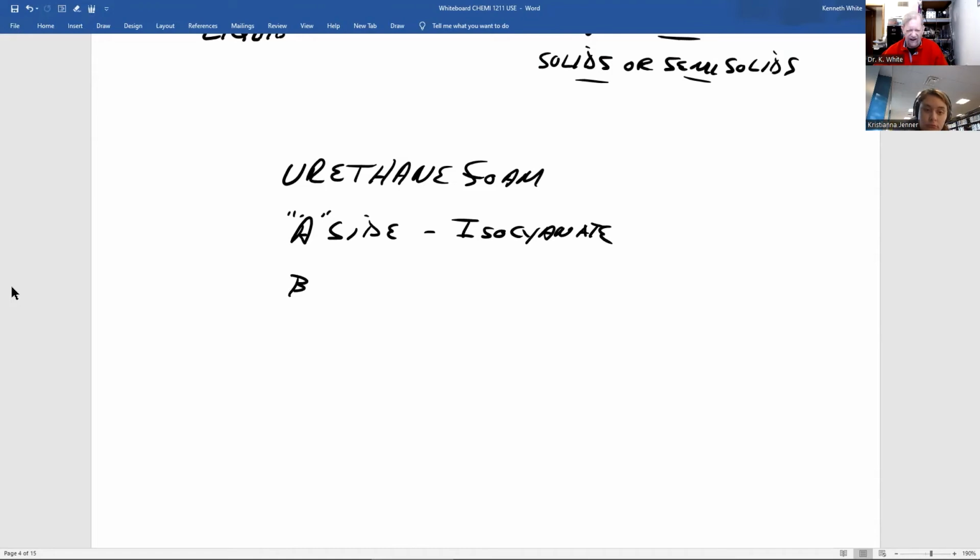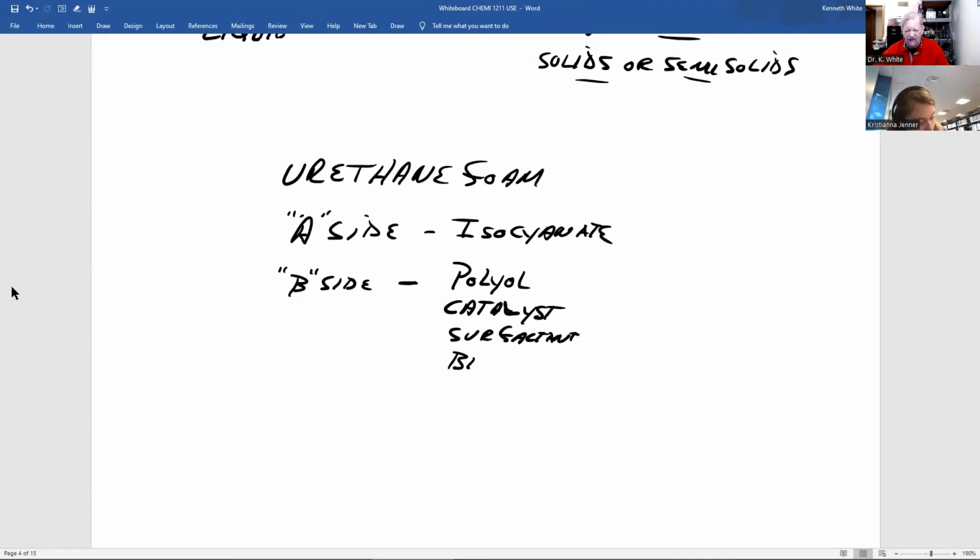And then the B side, and if you go to some construction sites, you'll actually see drums labeled A side and B side on the label. This has the polyol. It has a catalyst, a tertiary amine. It has what's called a silicone surfactant, to help make the bubbles better and better insulation. And finally, it has what's called the blowing agent.